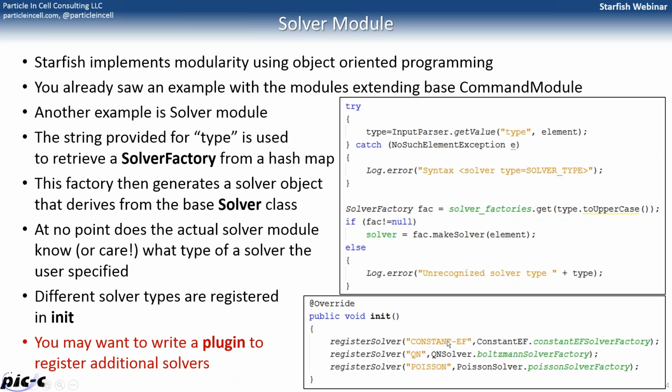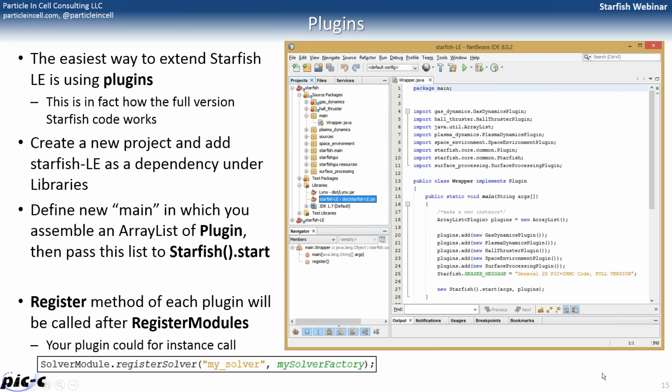Which also shows you right away here that one way you could extend the code is by registering additional solvers. Okay, and this is actually what the plugins are very useful for. So we'll now talk about plugins for a little bit, and we'll see how this could be done. Okay, so again, the easiest way to extend Starfish is using plugins, and this is in fact how the full version of Starfish works. It's just a whole bunch of plugins, and I was showing you here. This actually is the full version of the code.